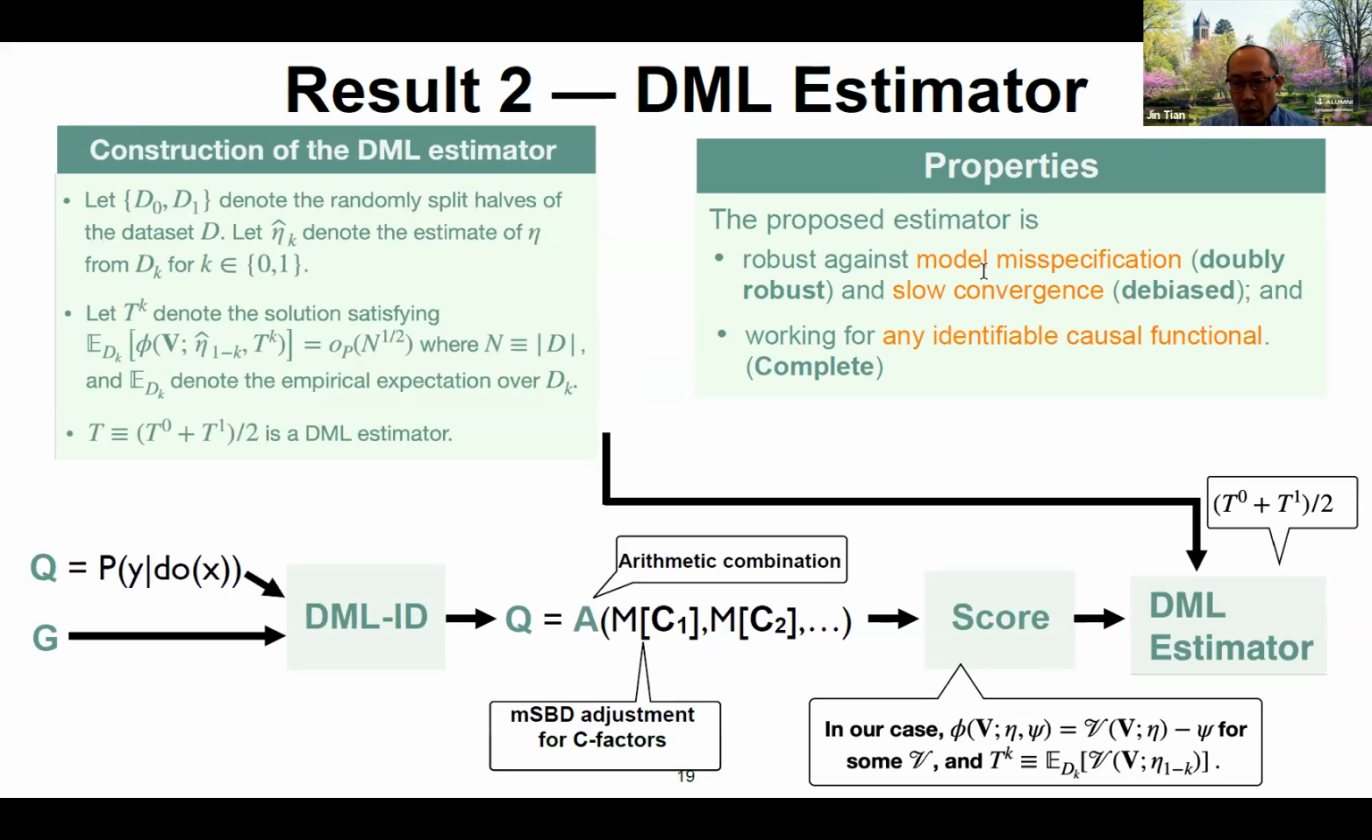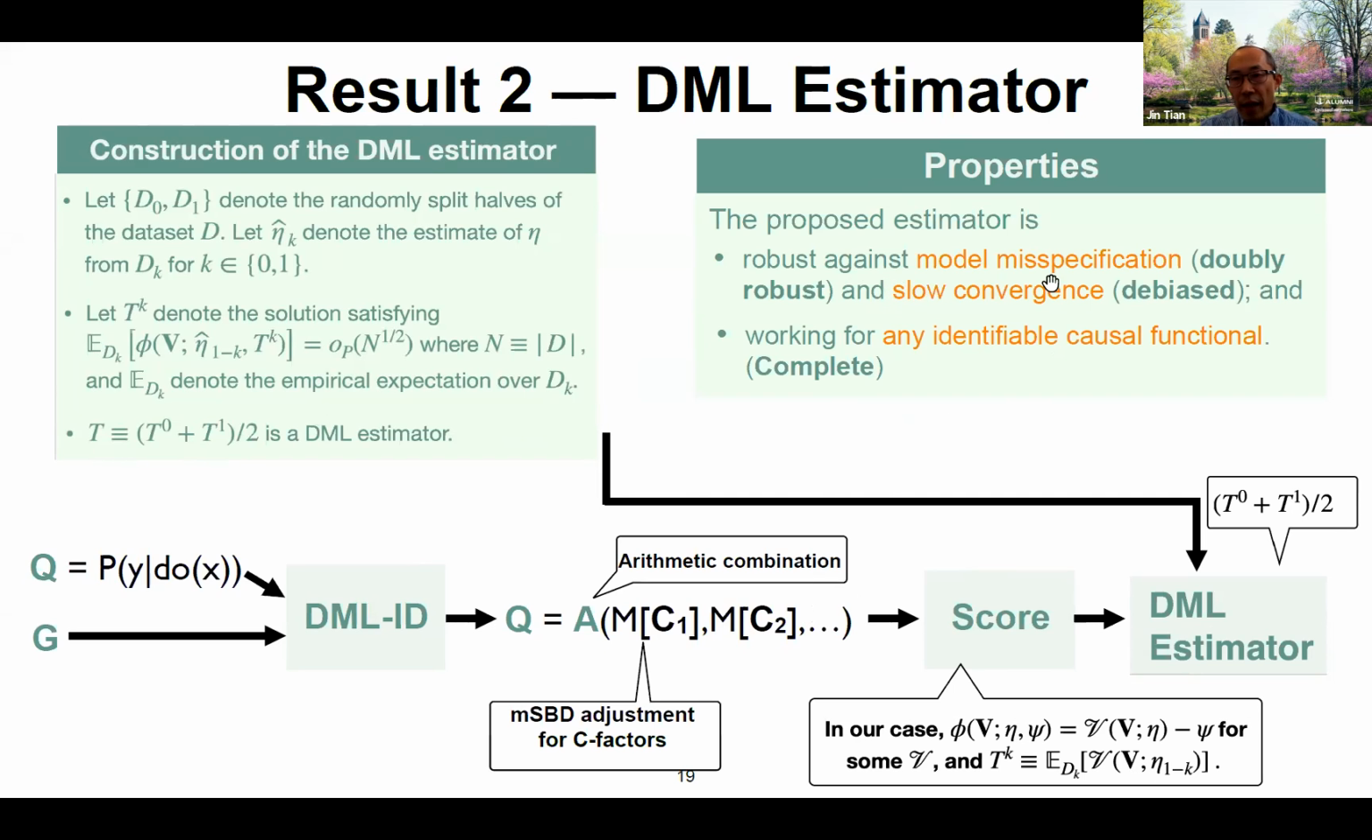The proposed estimator will satisfy a certain doubly robustness property. That is, it will be robust if either one group of nuisances is correctly estimated or another group of nuisances is correctly estimated.